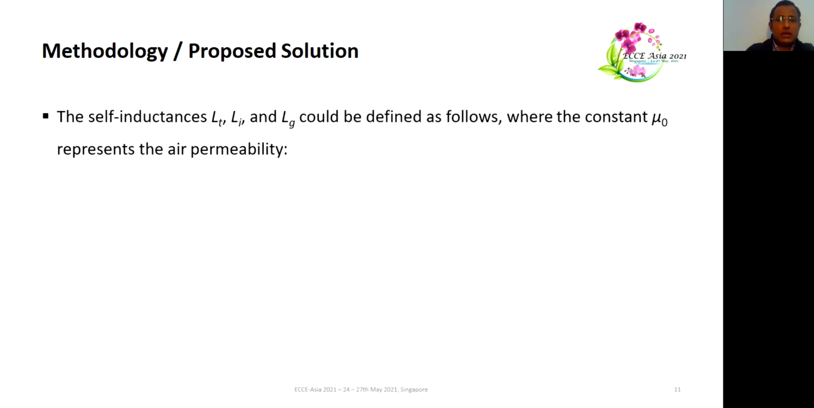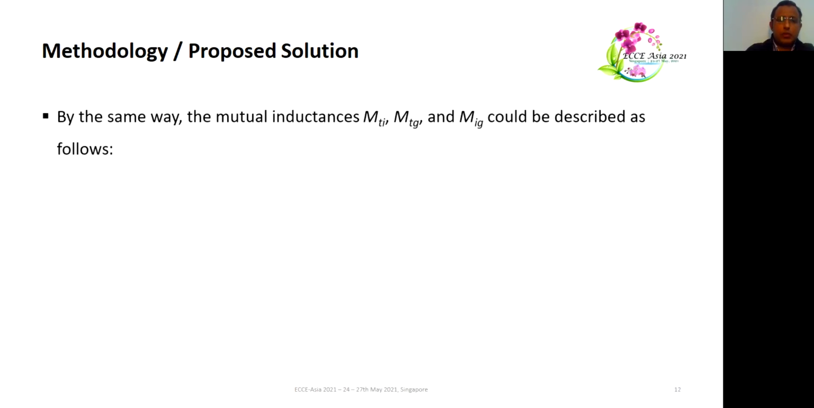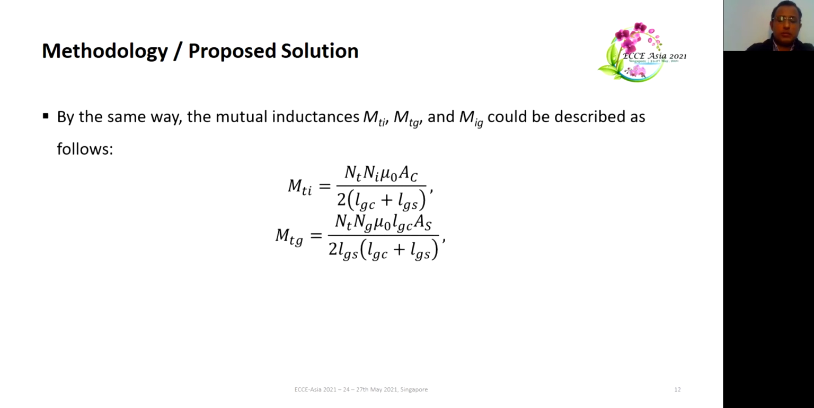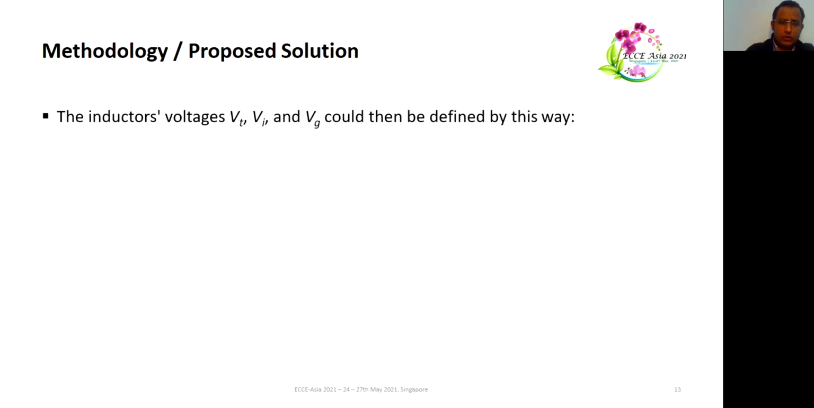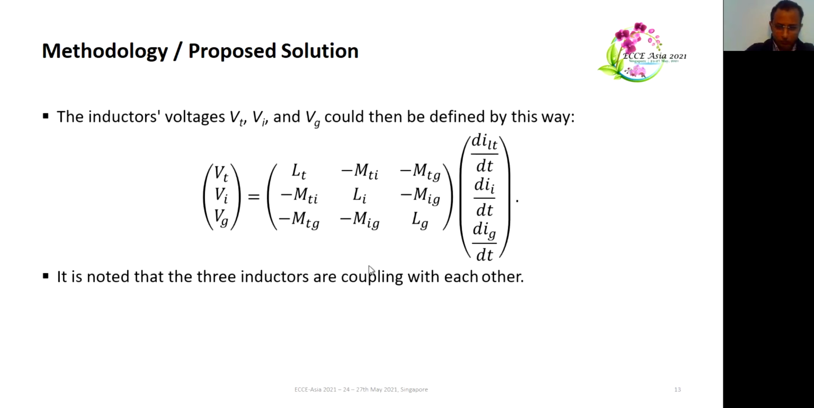The self-inductances Li, Lt, Lg could be defined as follows, with the constant μ0 representing the air permeability. This is Lt, Li, and Lg. In the same way, the mutual inductances Mti, Mtg, and Mig could be described as follows. This is Mti, Mtg, and Mig. The inductor voltages Vt, Vi, Vg could then be defined this way. From this equation, we can notice that the three windings are coupled with each other.